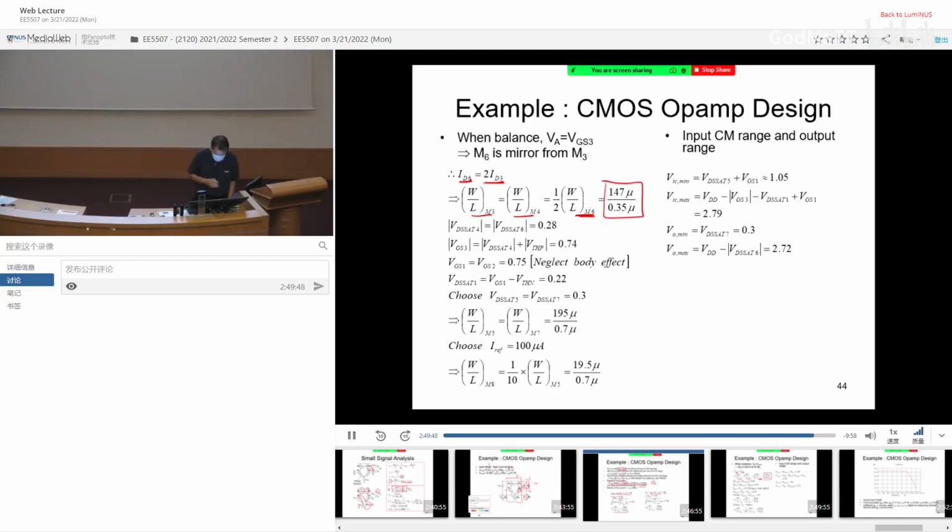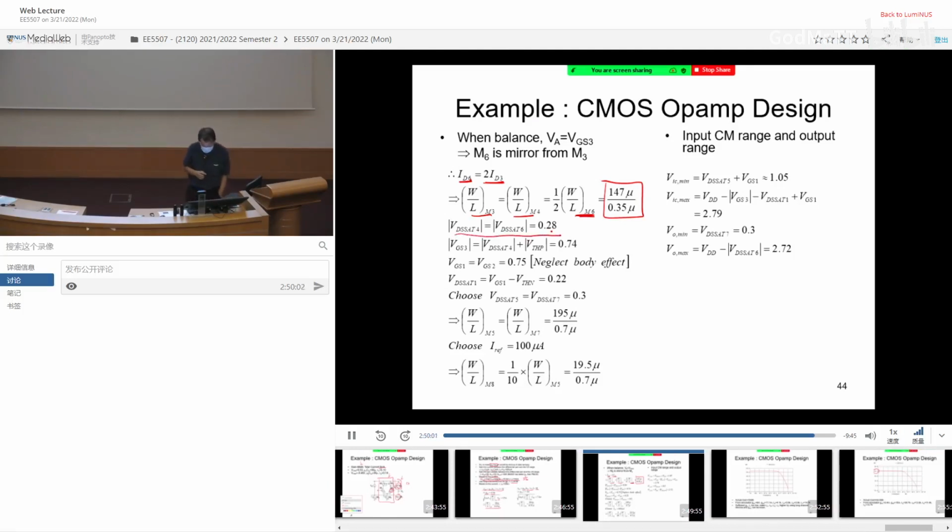Now, the rest is basically trying to work out whether the transistor is operating in the saturation region or linear region, right? So, from all this sizing, you can work out VDS sat 4 and VDS sat 6. The VGS3 can also be worked out accordingly. Okay?